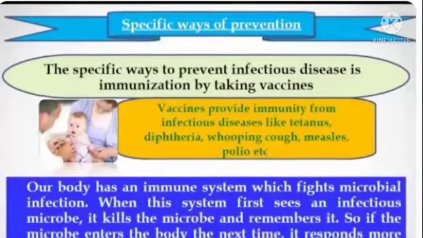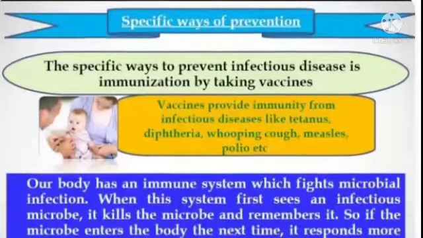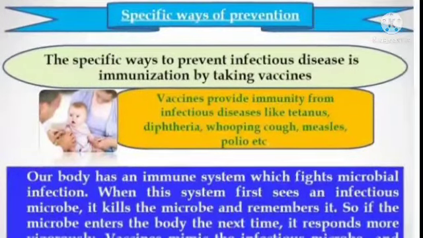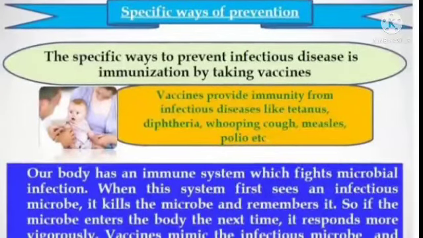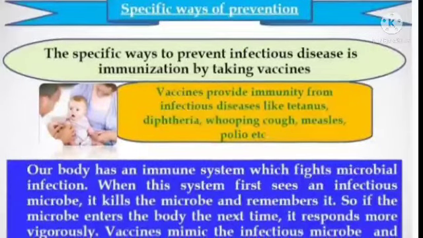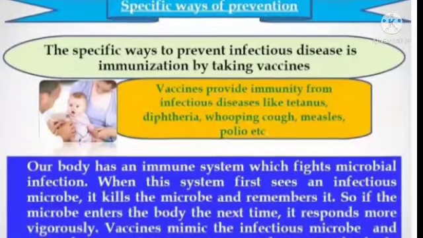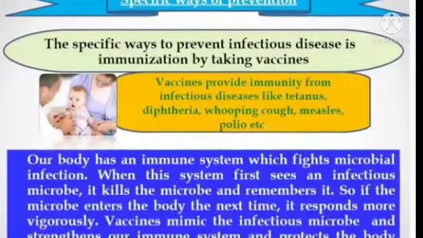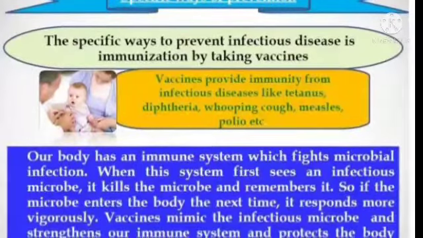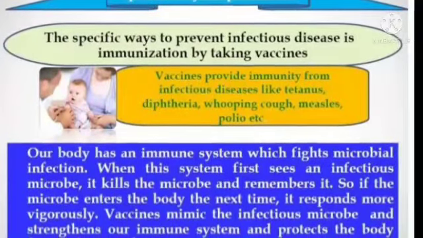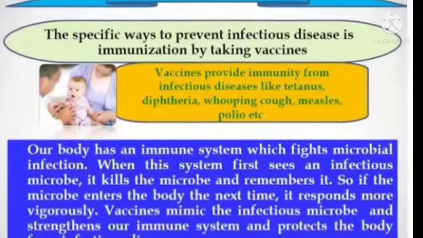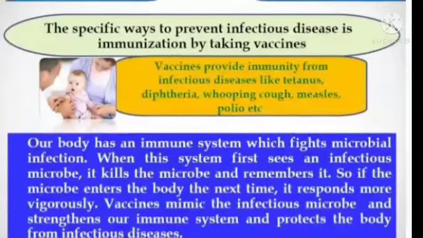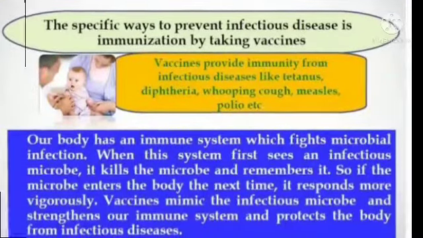Specific ways of prevention. The specific way to prevent infectious disease is immunization by taking vaccines. Vaccines provide immunity from infectious diseases like tetanus, diphtheria, whooping cough, measles, polio, etc. Our body has an immune system which fights microbial infection. When this system first sees an infectious microbe, it kills the microbe and remembers it. So if the microbe enters the body the next time, it responds more vigorously. Vaccines mimic the infectious microbe and strengthen our immune system and protect the body from infectious disease.